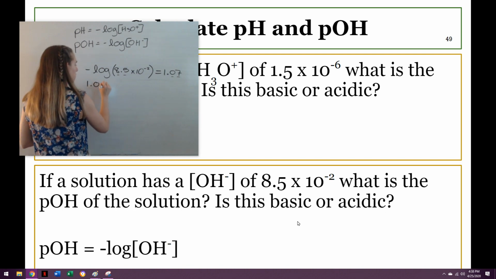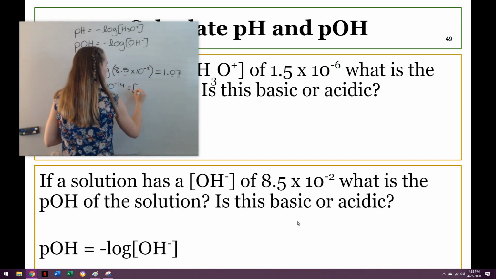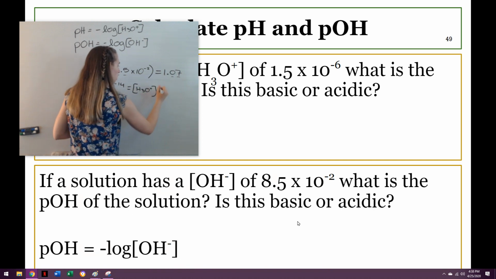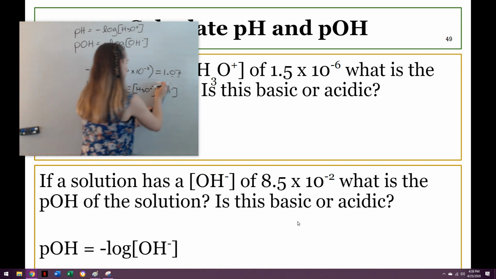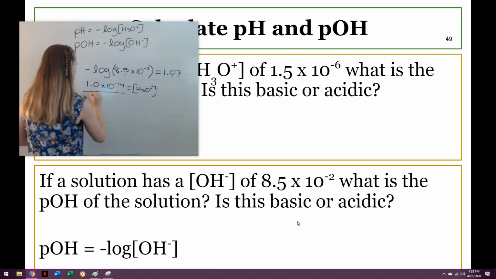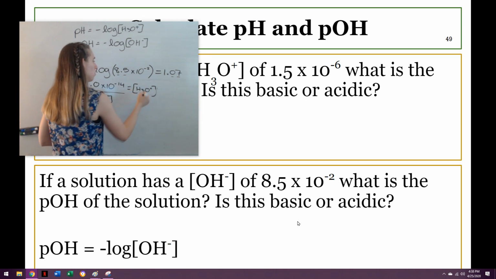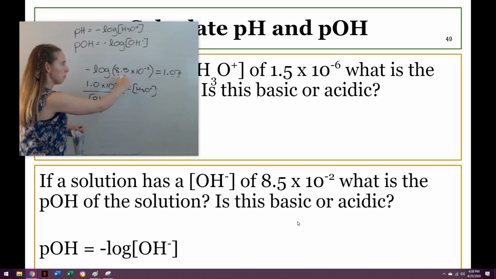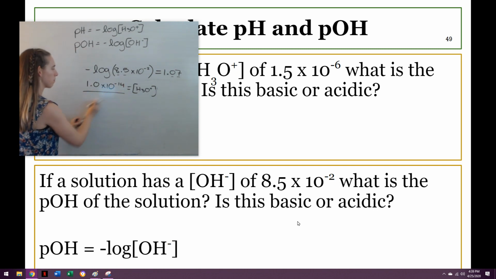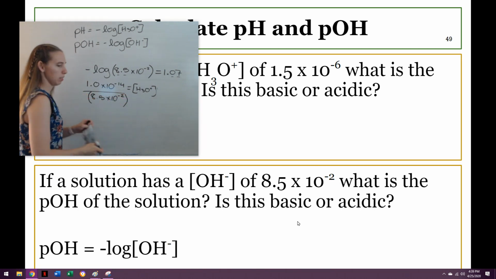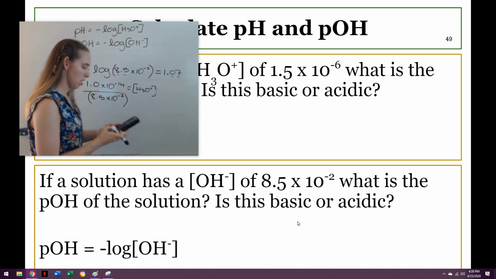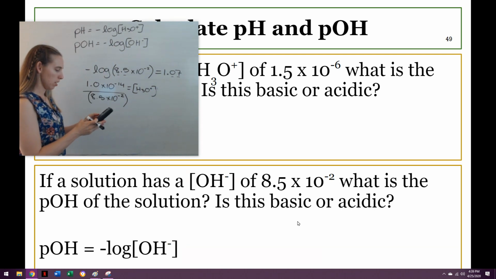Let's write that out. 1 times 10 to the negative 14 is equal to H3O times hydroxide. So if you divide both sides by hydroxide, that's going to equal H3O. Well, hydroxide from the problem is 8.5. So let's go ahead and do that. Here's where parentheses are really, really important. Plug those in.